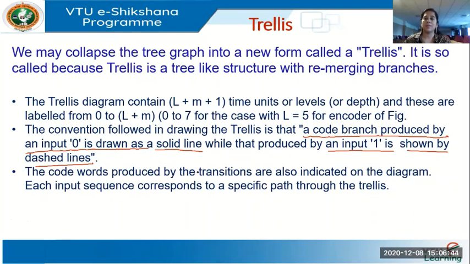Please remember, whenever an input bit is 0 and the code generated by it we want to show, the branch is drawn as a solid line, and the branch which is to show an input 1 is shown as a dotted line or dashed line. So the code words produced by the transitions are also indicated on the diagram. Just like the code tree, we are also going to write the code words which are produced by each transition. Each input sequence corresponds to one specific path through the trellis.